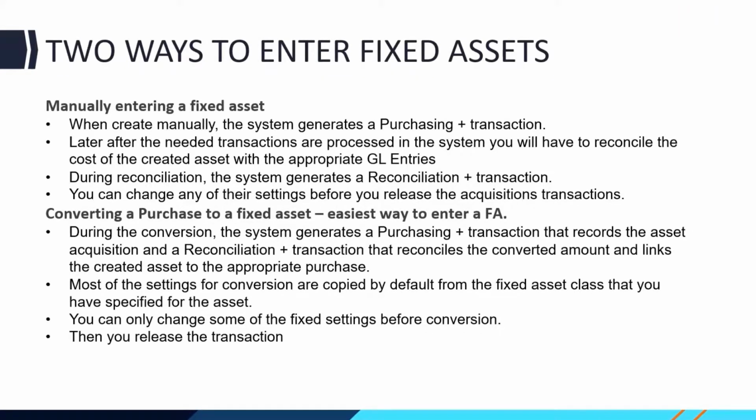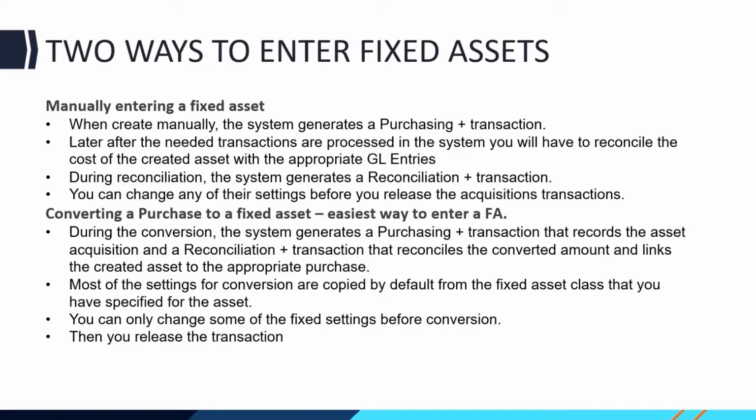There are two ways to enter fixed assets. Manually entering a fixed asset. When you create manually, the system generates a purchase plus transaction. Later, after the needed transactions are processed in the system, you will have to reconcile the cost of the created asset with the appropriate GL entries. During the reconciliation, the system generates a reconciliation plus transaction. You can change any of these settings before you release the acquisition transaction.